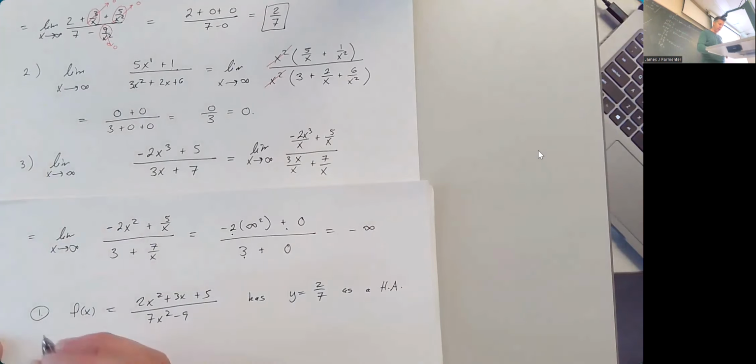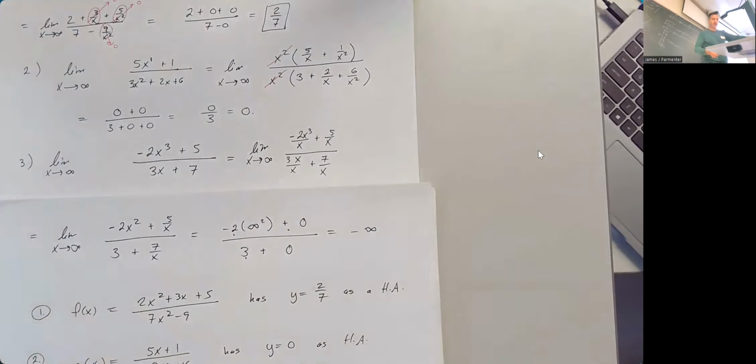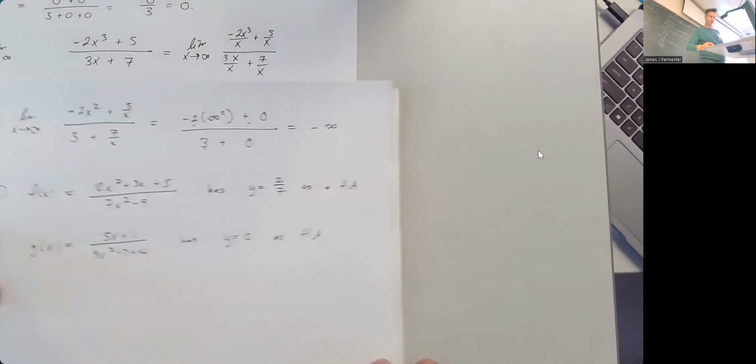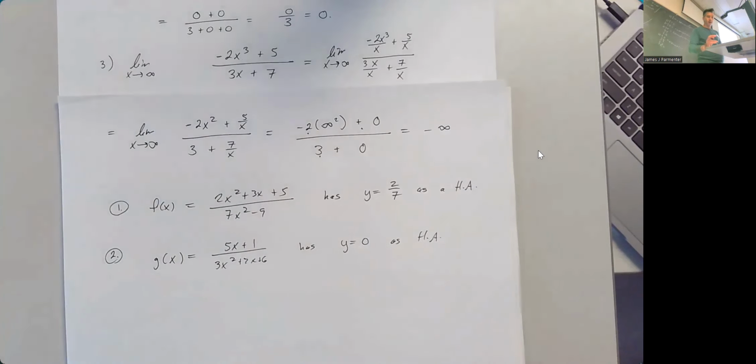In a similar way, we could say that the function g of x equal to 5x plus 1 over 3x squared plus 2x plus 6 has y equal to 0 as a horizontal asymptote. Sorry, I know it's off the page there. Apologies. Let me scooch this over a little bit. There we go. Okay.